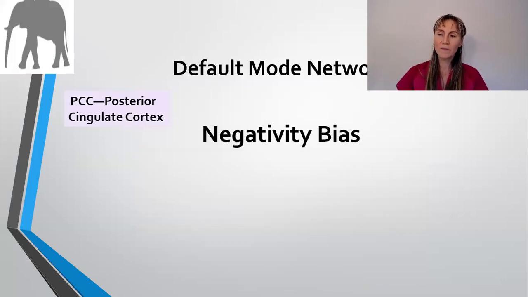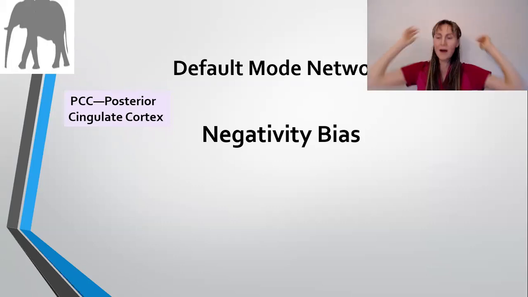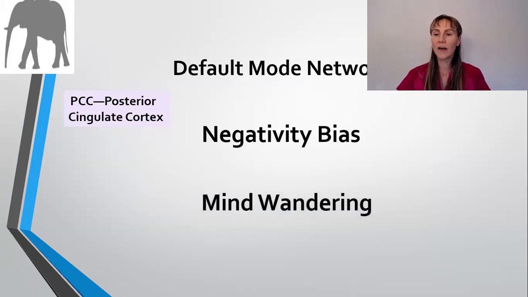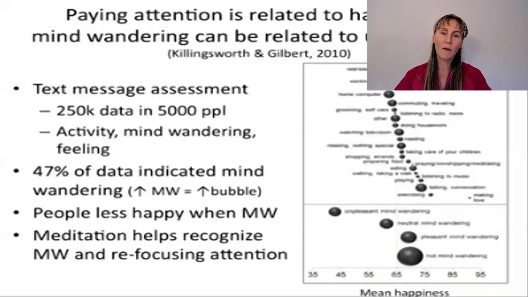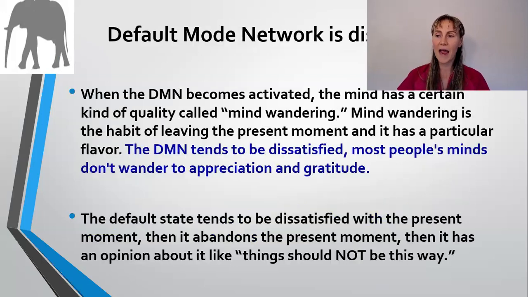The default mode network is made up of 10 parts. The main one is the PCC back here midline. Another word for default mode network is negativity bias or mind wandering. I have another video where I talk about the default mode, so I'm not going to go into it. Basically, when you mind wander, you're not happy, and meditating or focusing causes you to be happier. The default mode network is dissatisfied. It takes you into the past or into the future. It takes you out of the now.